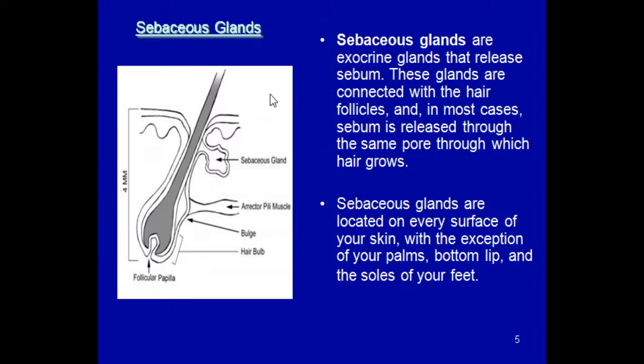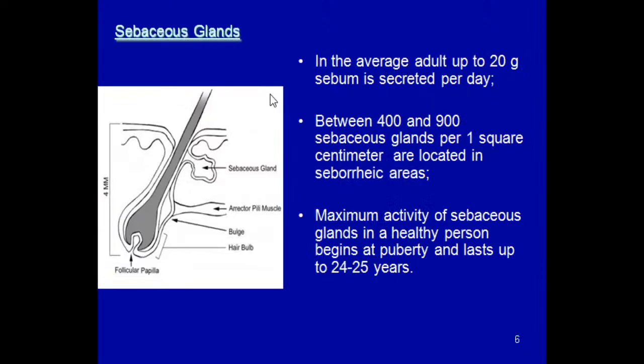Sebaceous glands are exocrine glands that release sebum. These glands are connected with the hair follicle, and in most cases sebum is released through the same pore through which hair grows. Sebaceous glands are located on every surface of your skin, with the exception of your palms, bottom lip, and the soles of your feet. In the average adult, up to 20 grams of sebum is secreted per day. Between 400 to 900 sebaceous glands per square centimeter are located in the seborrheic area.